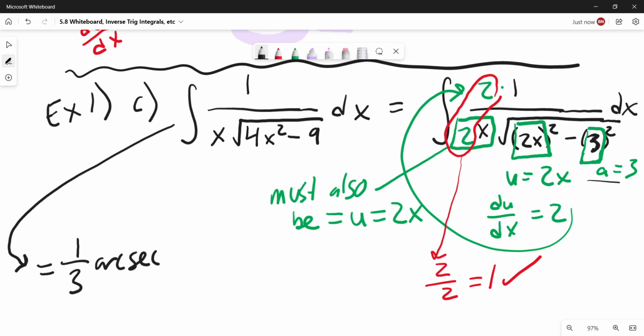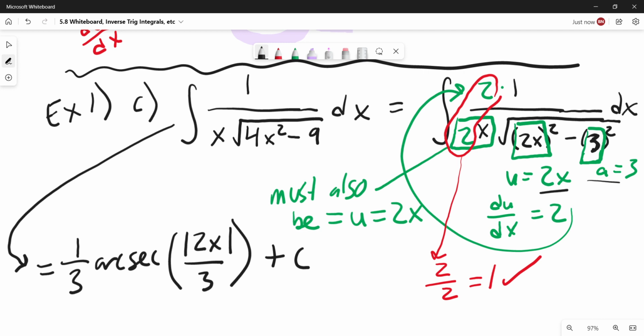Here we go. Okay, so 1 over a, arcsecant of, this is where we do this fancy absolute value thing, and inside the absolute value we need not just an x, because our u is not just x, we need our 2x. So absolute value of 2x over a, our a is 3, all plus c, right?